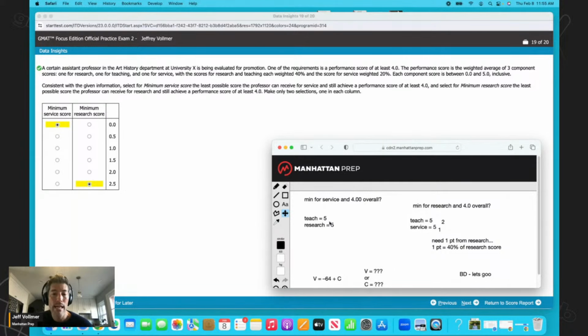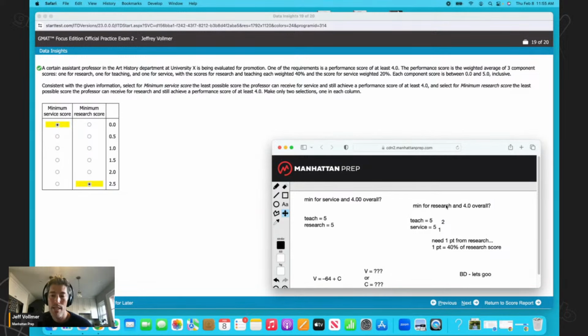Well, I'm going to max out these, right? If teaching's a 5 and worth 40%, this contributes 2 full points to the overall score. If research is a 5 and it's also worth 40%, it contributes another 2 to the overall score. That's 4. I'm already done. As long as I don't get a negative score on service, I'll be okay.